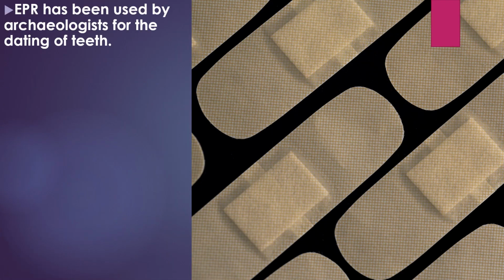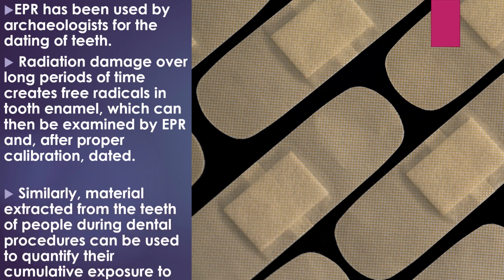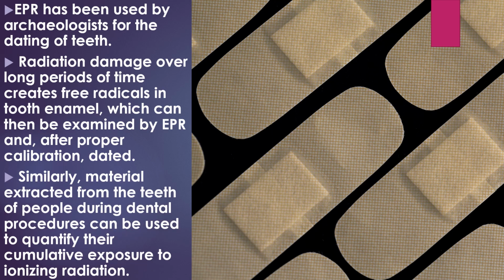EPR has been used by archaeologists for dating of teeth. Radiation damage over long periods of time creates free radicals in tooth enamel, which can then be examined by EPR and, after proper calibration, dated. Similarly, material extracted from the teeth of people during dental procedures can be used to quantify their cumulative exposure to ionizing radiation.